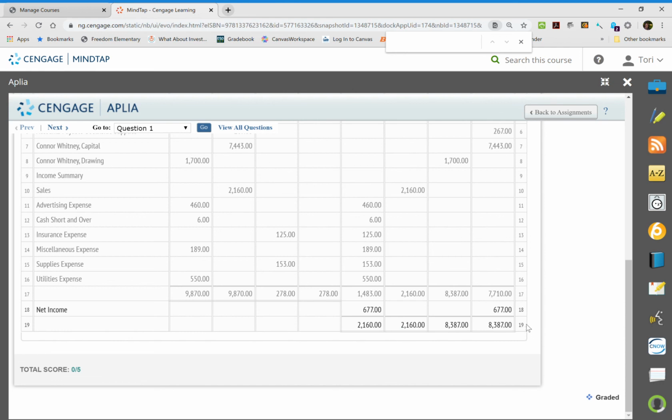Now, the way you can check this is both of your numbers on the net income row or the net loss row should be equal. If they're not equal, then you have done something wrong. So go back and check your addition or anything like that.